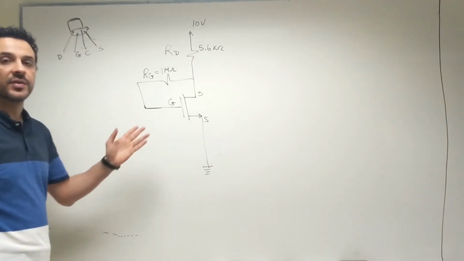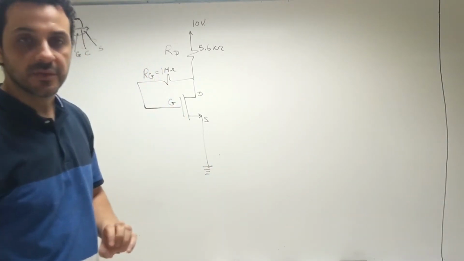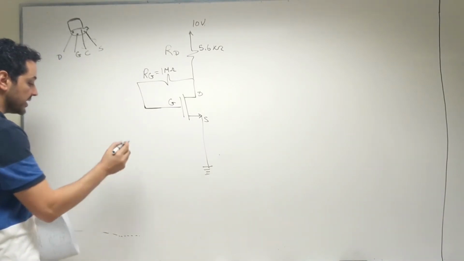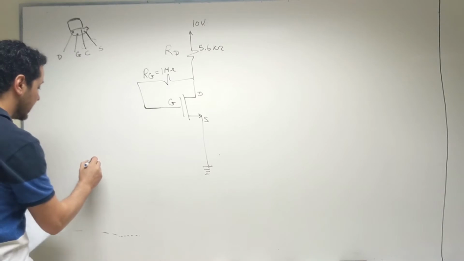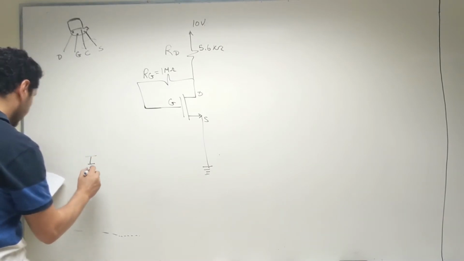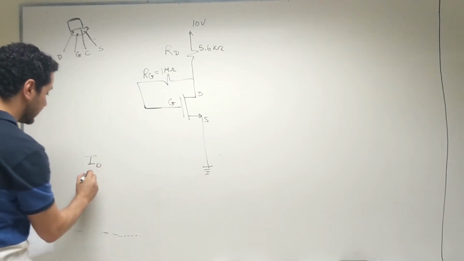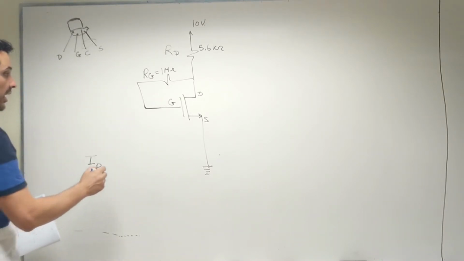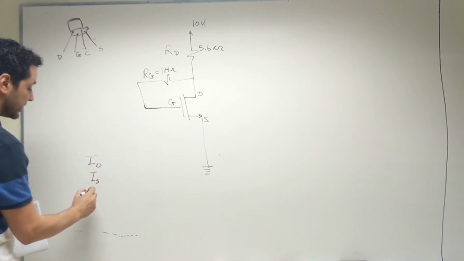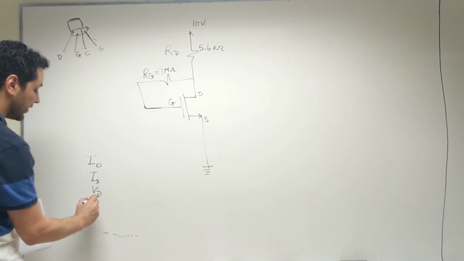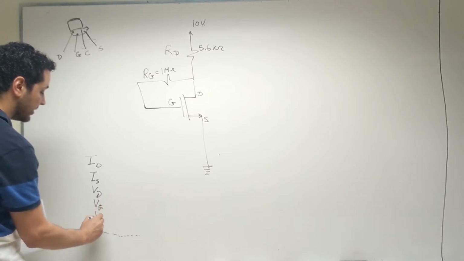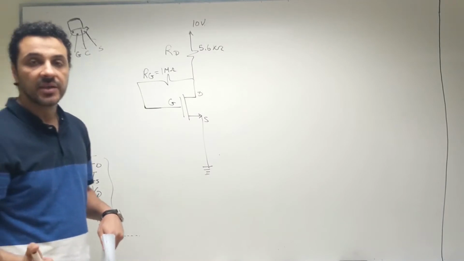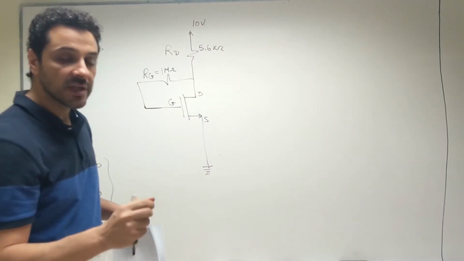This is the first part of our experiment, where we implement only the DC part of our circuit. In the first part, we are required to make all DC measurements. So we are going to measure the current ID and the current IS. They are supposed to be the same because the gate current is 0. And then we'll also measure all the DC voltages, VD, VG, and VS.